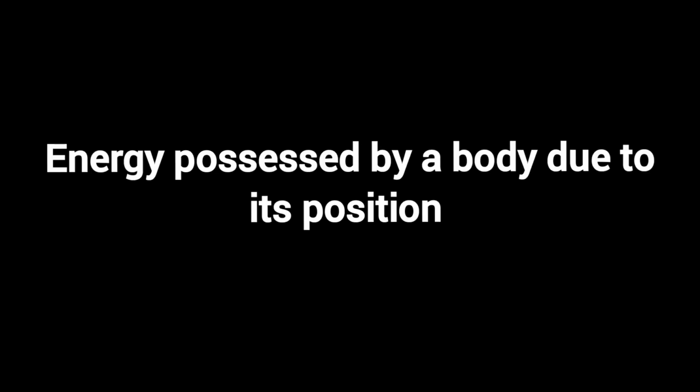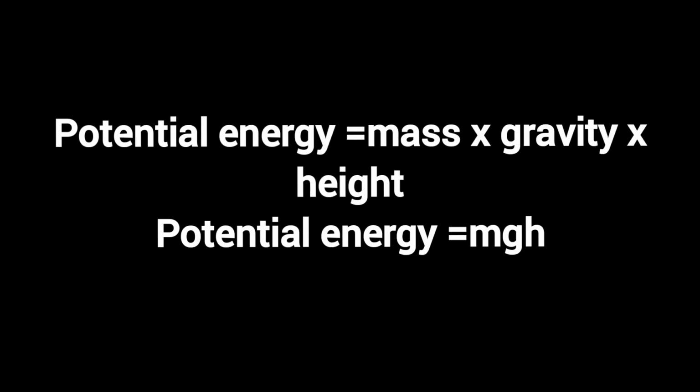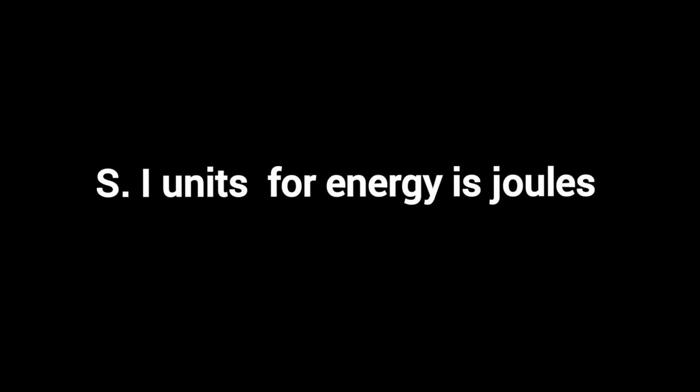Now, the second type is potential energy. Potential energy is energy possessed by a body due to its position, such as a person standing or a car that is at rest. The formula for potential energy is mass times gravity times height. And the SI unit for these two types of energy is the same. It's the joule. Let me give you an example to do with kinetic energy.